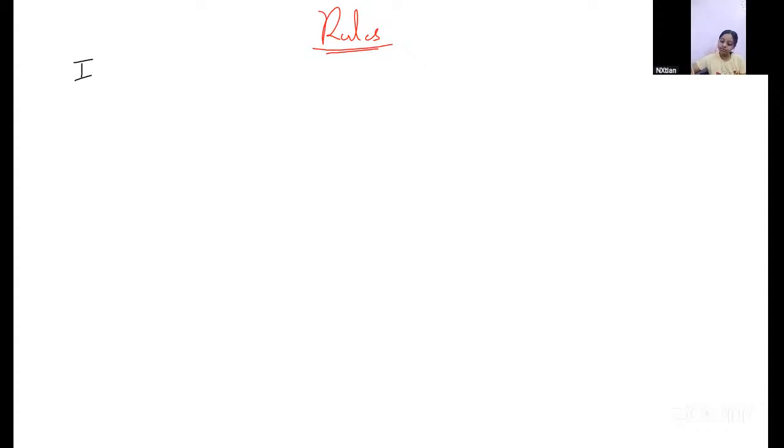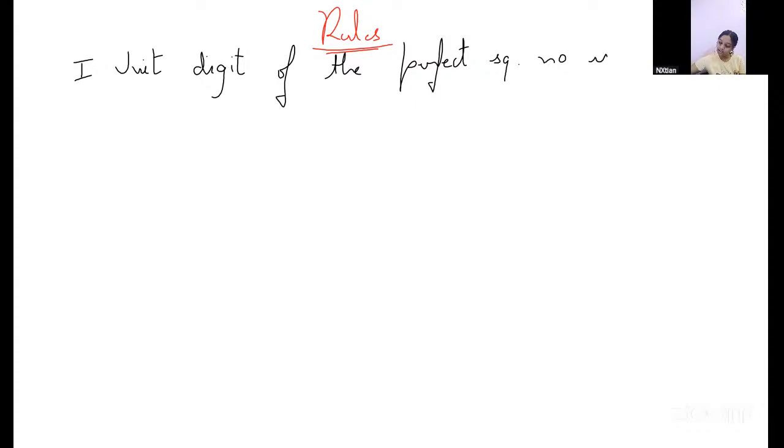So write this down. Unit digit of the perfect square number is 0, 1, 4, 5, 6, and 9.